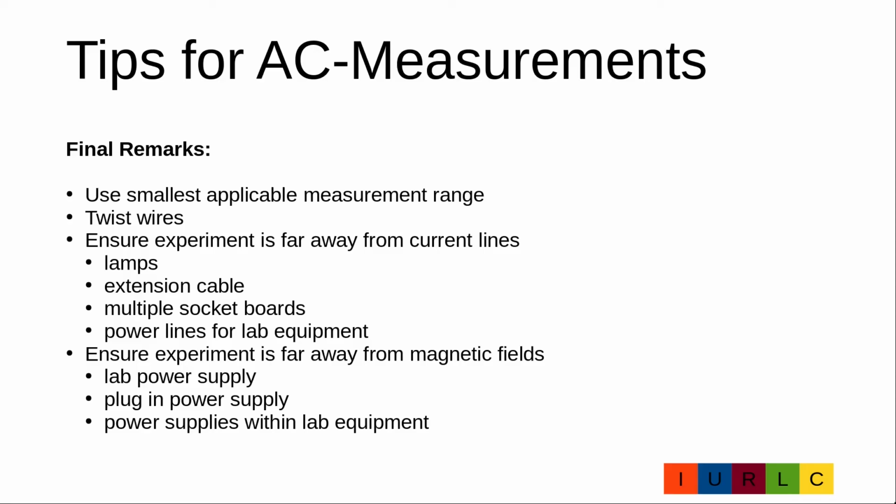Now a short summary to get good measurement results. Always use the smallest applicable measurement range, because the bigger the numbers in the display, the smaller the error. Twist the wires. Ensure that the experiment is far away from current lines. Think about lamps, extension cables, multiple socket boards, power lines for the lab equipment. Ensure that the experiment is far away from magnetic fields. Think about lab power supply, plug-in power supplies, or power supplies within the lab equipment. And finally, think about the measurement results.